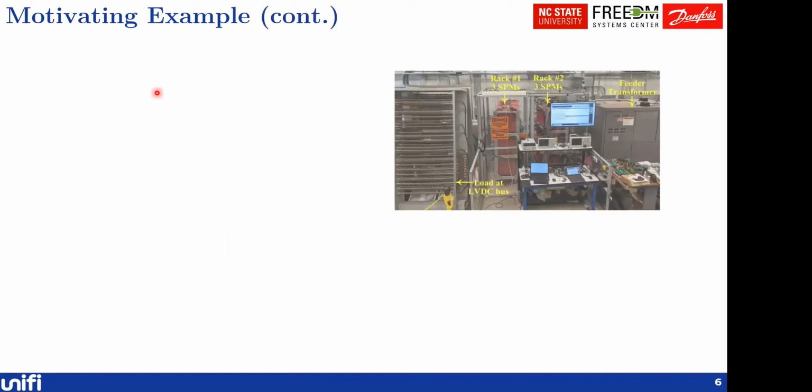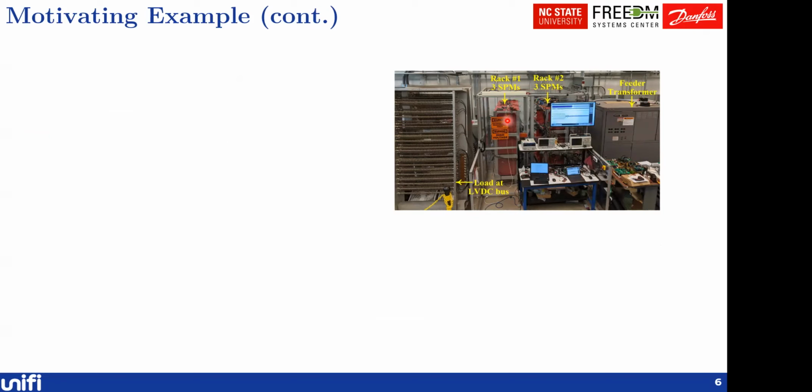So in the lab, this is how the system looks. Inside this cage, we have the SST. This is the load. This is the feeder transformer that gives us the medium voltage feed. Then here is sort of a SCADA interface which we can use to talk to the system itself.